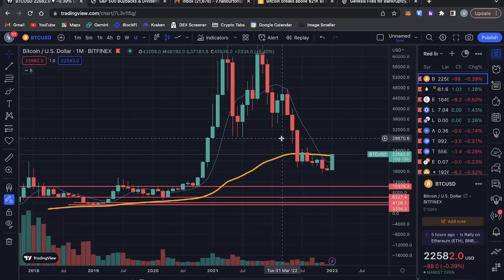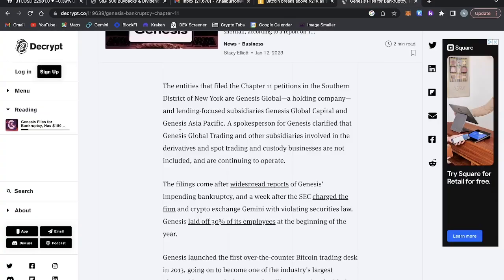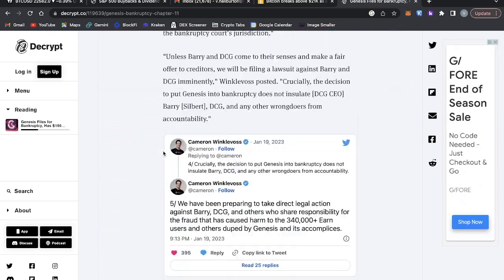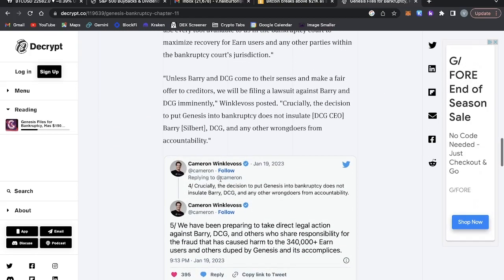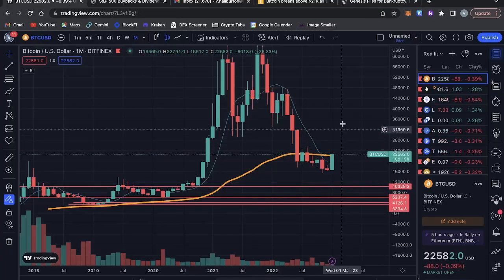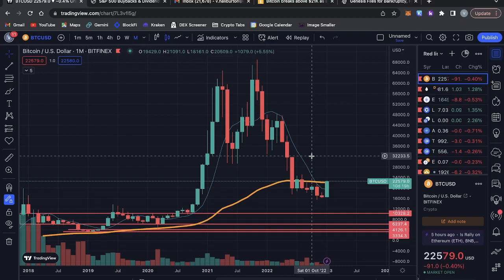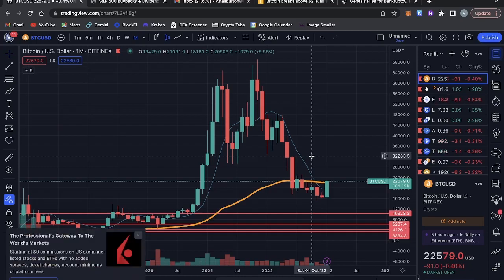Like, in order to see a market bottom, big players have to go to zero. And it was just announced that Genesis is filing for bankruptcy, as they have $150 million in the bank, all right? Genesis and the Winklevoss twins have been going back and forth on Twitter, and they're threatening them with a lawsuit if they don't give creditors a fair deal. So that is another thing to keep in mind, right? It would be extremely weird if we see a trend reversal when the biggest lender in all of crypto just filed for bankruptcy. Remember, I've been saying this for the longest. These kinds of things are lagging. So, Three Arrows, FTX, Voyager, Celsius, and now DCG going bankrupt. All of this stuff didn't even happen in the past 6 months. We still have to give things time, okay?